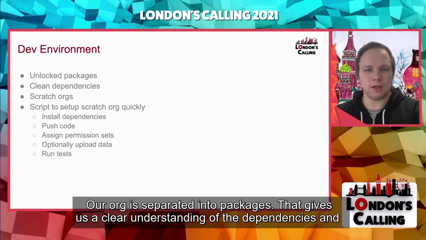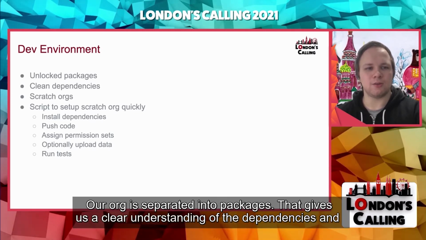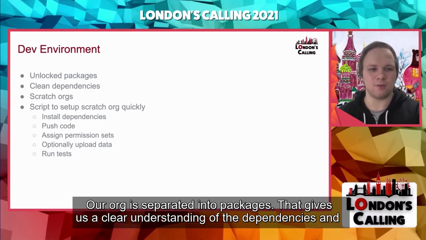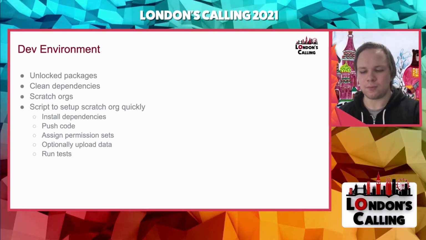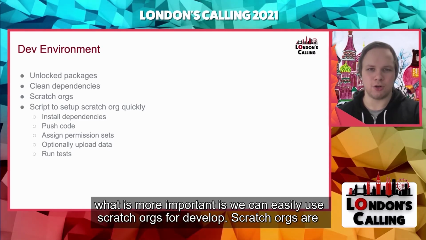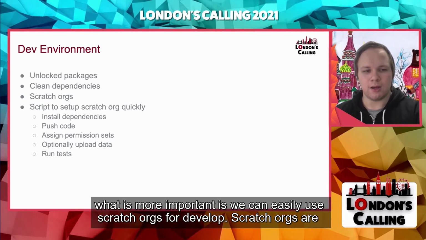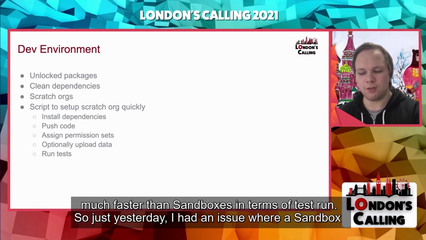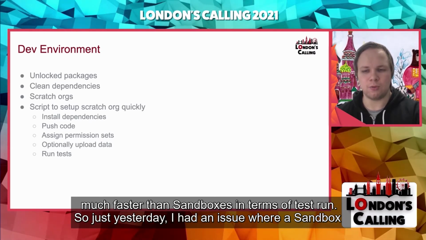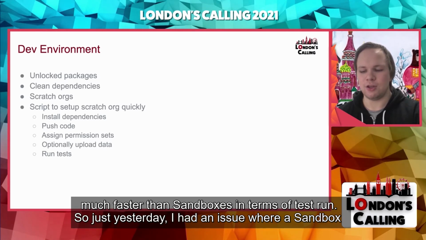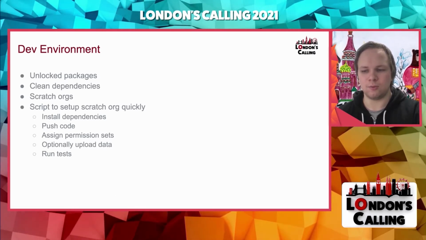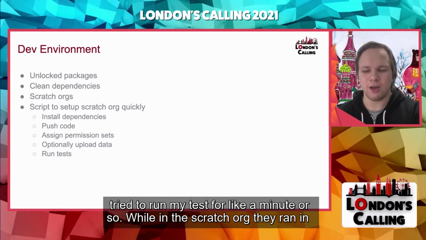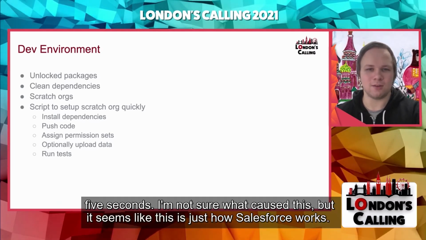Our org is separated into packages heavily. That gives us a clean understanding of the dependencies. And what is more important, we can easily use scratch orgs for development. Scratch orgs are much faster than sandboxes in terms of test run. So just yesterday, I had an issue where a sandbox tried to run my test for like a minute or so, while in a scratch org, they ran in 5 seconds.